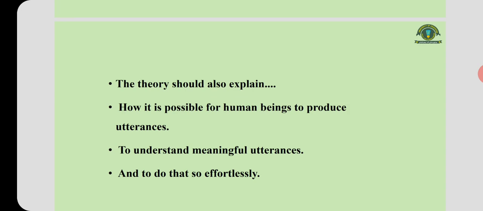The theory should also explain how it is possible for human beings to produce utterances, and why there is a dire need to produce utterances. All of us know that society demands that we should speak to deliver our viewpoint. So that's why the theory of meaning explains to us why the utterance was used for a certain purpose. It also explains how we understand meaningful utterances and do so effortlessly.